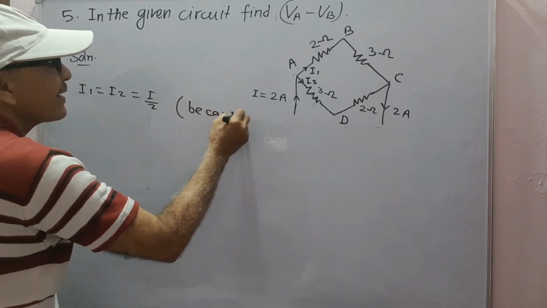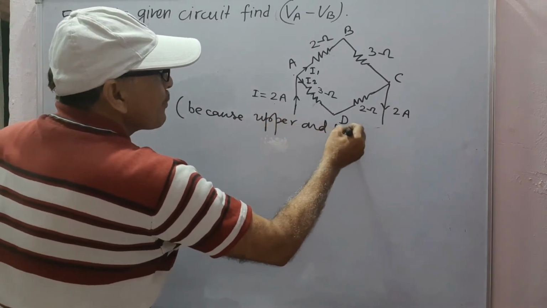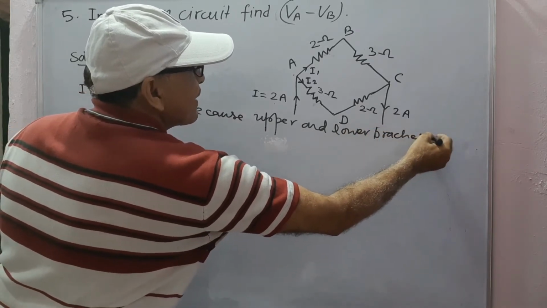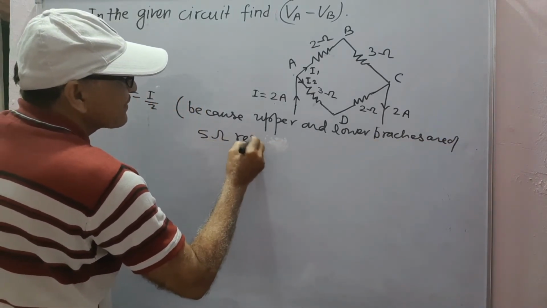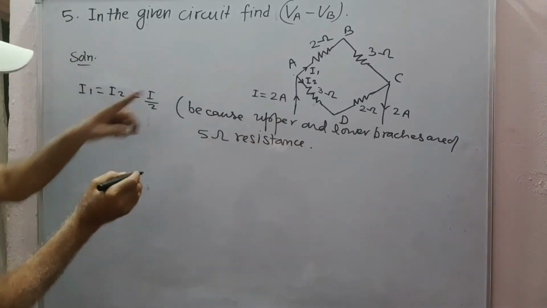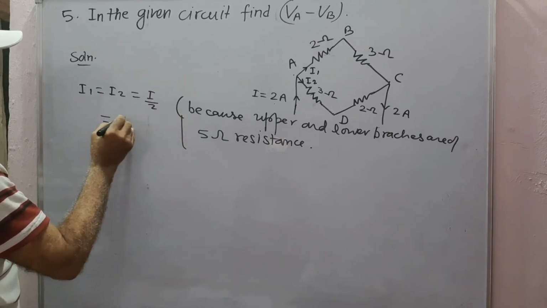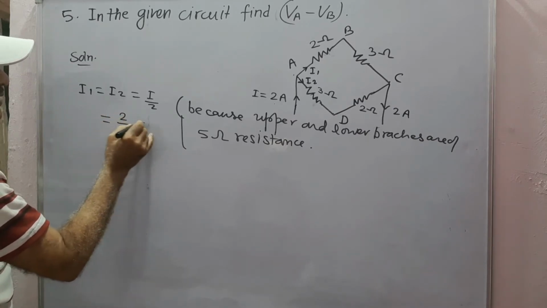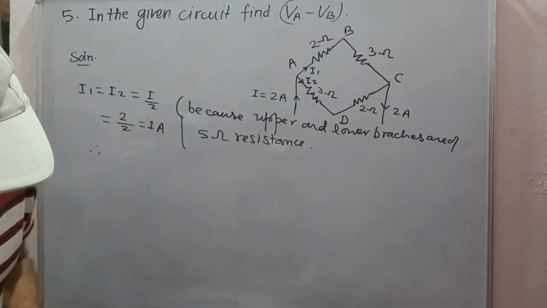because upper and lower branches are of 5 ohm resistance, equal resistance, and I is 2 ampere, therefore I1 and I2 will be 2 upon 2 means 1 ampere each.